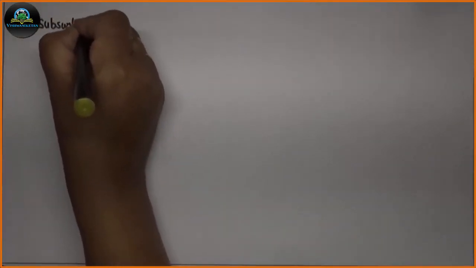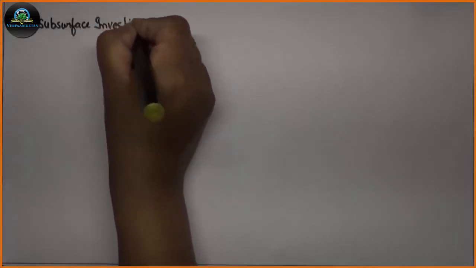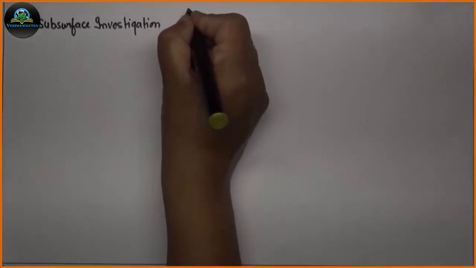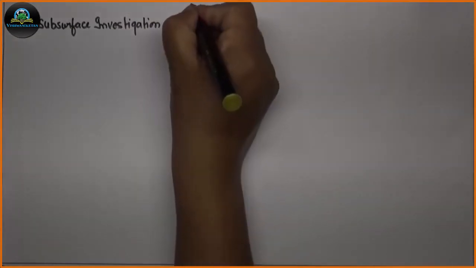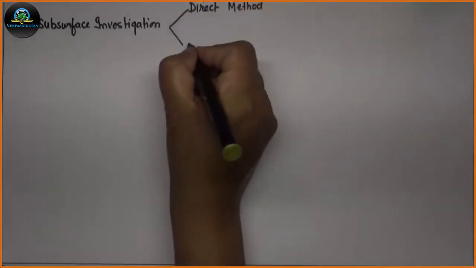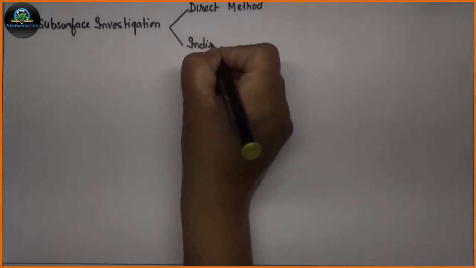After the surface investigation, subsurface investigation is also important because it gives details of what is under the surface, which is not exposed to us. This subsurface investigation also has two methods. First is the direct method and second is the indirect method.